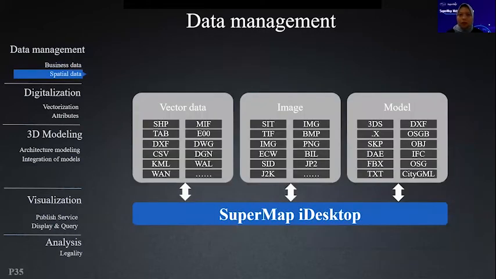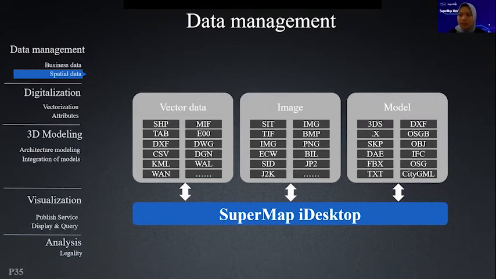SuperMap iDesktop can handle a large variety of data, such as vector data like shapefiles, DGN, DWG, GML, CSV, and others, and also image formats and 3D model formats. Now we also support CityGML.